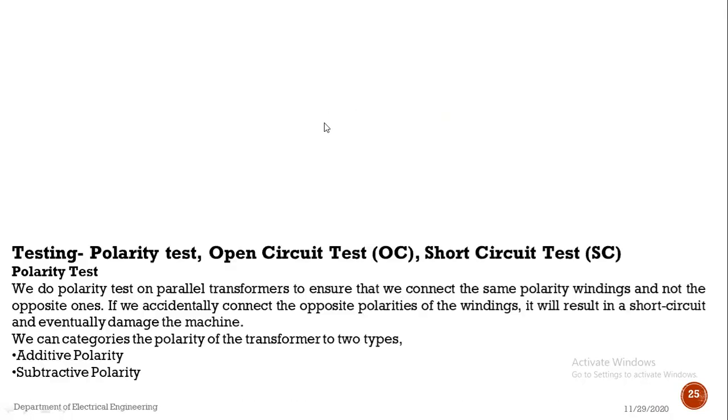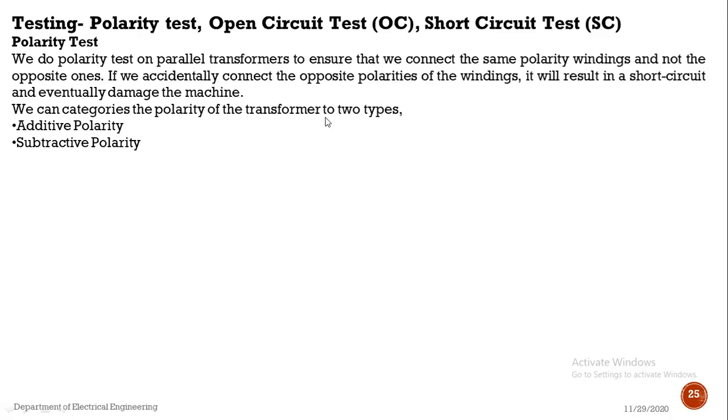See, today we will discuss the testing of transformer. There are different types of tests that can be carried out on the transformer. The first one is the polarity test, the second one is the open circuit test, and the next one is the short circuit test. So these are the different types of testing that can be performed on a transformer: polarity test, open circuit test, short circuit test.